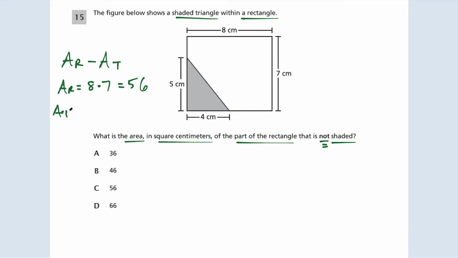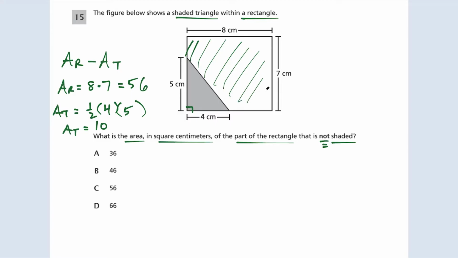And the area of the triangle is 1/2 base times height. But if we look here, the base of this triangle over here, we could say is 4, and the height of the triangle is 5. That's why they gave us these individual distances here. And if we simplify this, if we do 1/2 times 4, that's 2, and 2 times 5 is 10. So now what is the area of this part here, the unshaded? Well, once again, we're going to take the area of the rectangle, which was 56, and we're going to subtract the area of the triangle, which was 10, and that's going to give us 46, choice B.